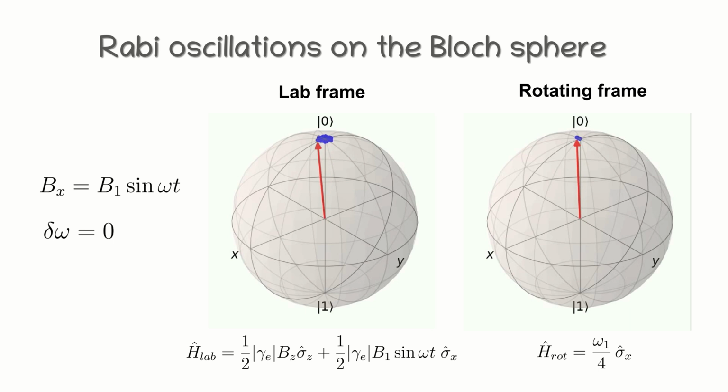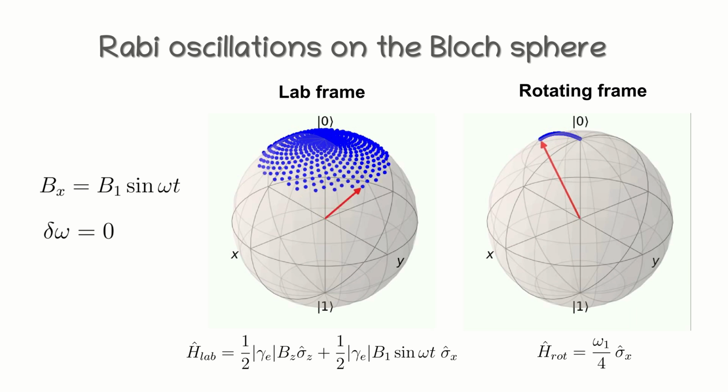We are still at resonance, and I have chosen the Bx field which oscillates as sine, so that phase phi is 0. Below you may see the corresponding Hamiltonians in the lab frame and the rotating frame. The lab frame is precessing with Larmor frequency. The Bloch vector outlines a spiral which goes from spin up state and back. And what happens in the rotating frame? Yes, the rotation around the x-axis of the Bloch sphere happens. That is not surprising at all, because the Hamiltonian in the rotating frame is just the Pauli X operator with a numerical factor.